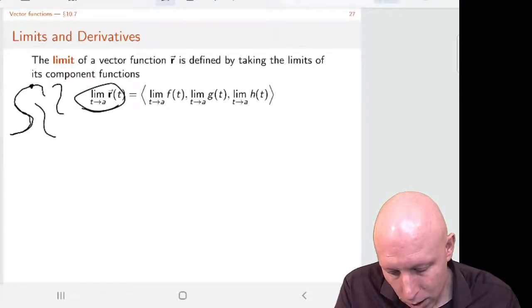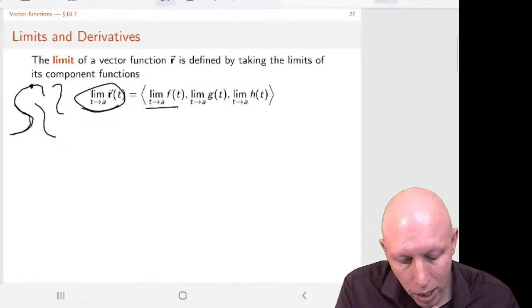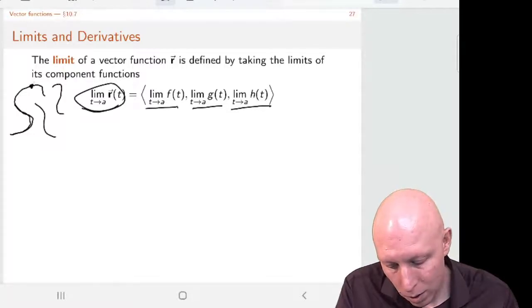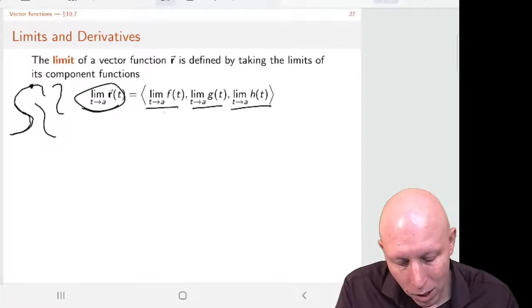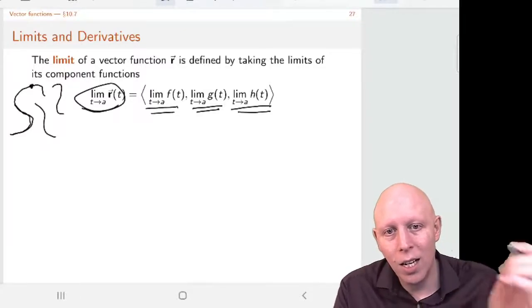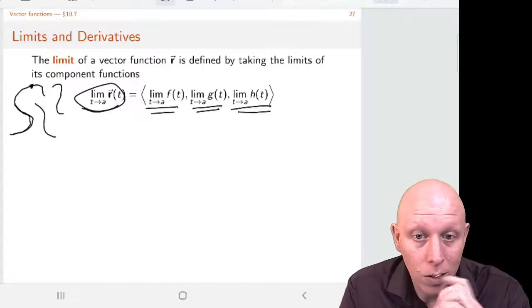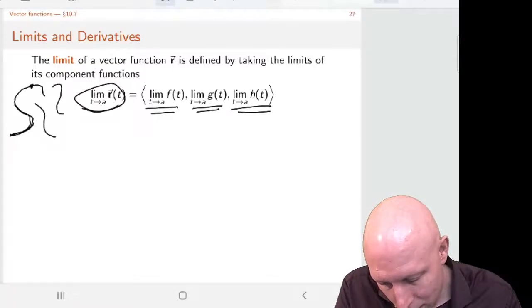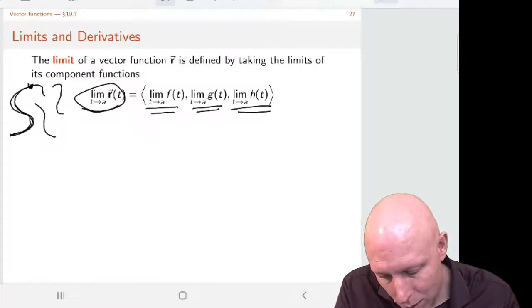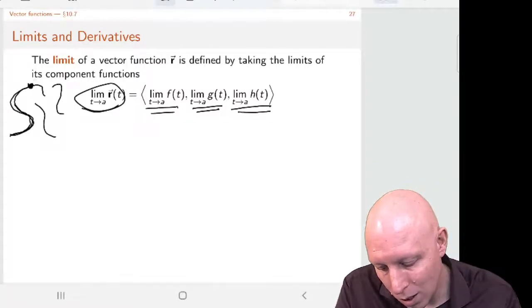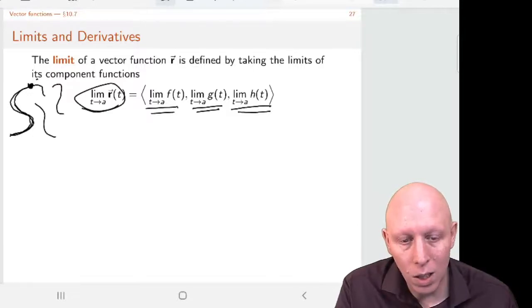Well, we ask the question, does the limit exist in the x-coordinate? Does the limit exist in the y-coordinate? Does the limit exist in the z-coordinate? And if so, then we'll take the limit in the x-coordinate, the limit in the y-coordinate, the limit in the z-coordinate, and say that xyz vector is the limit of the vector function. So if it makes sense, then this point right here does exist, and it's called the limit.